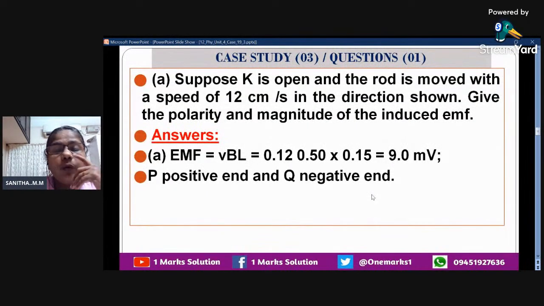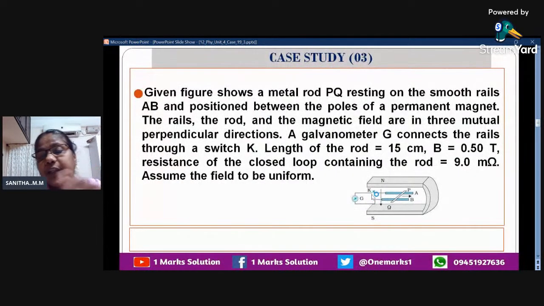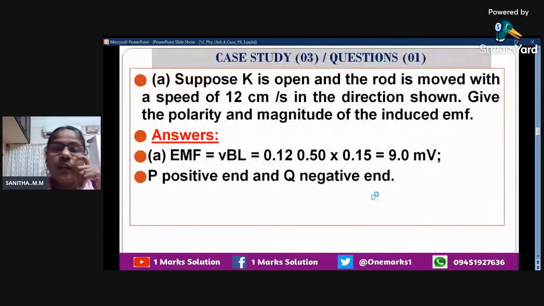If K is open and the rod is moved with a speed of 12 centimeter per second, if they are having a speed of 12 centimeter per second in the direction, what is the direction shown here? It is towards the right side. Now, the question is, give the polarity and the magnitude of the induced EMF.